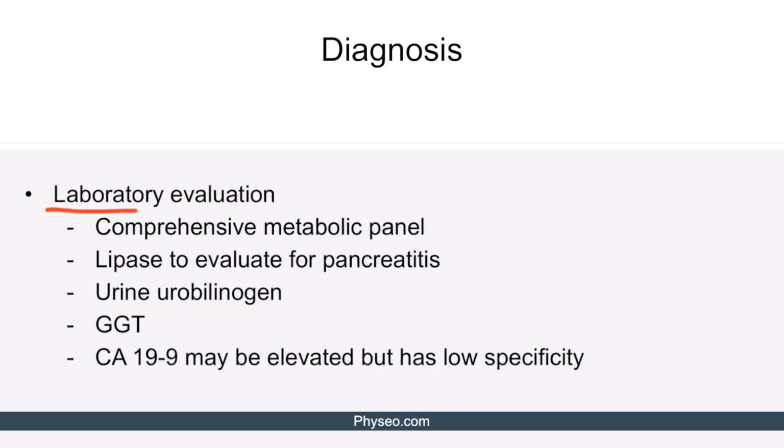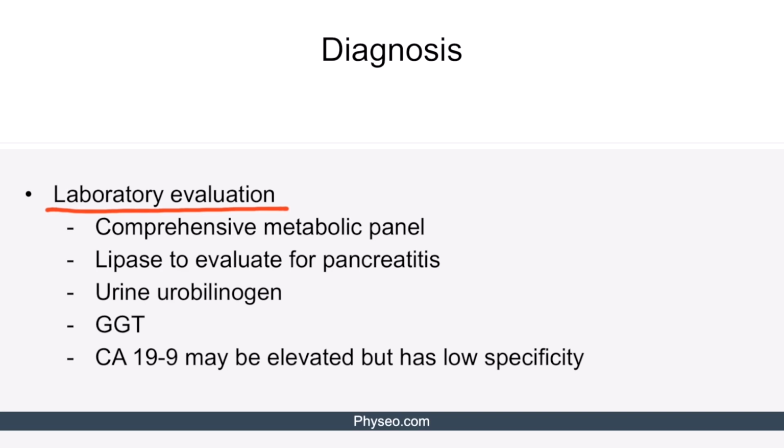There are several labs that can be ordered to help determine a diagnosis of pancreatic cancer. First, a CMP should be ordered to assess aminotransferases, alkaline phosphatase, and bilirubin levels. These labs can help determine if cholestasis is present. Patients should also have a serum lipase level drawn to evaluate for pancreatitis. Urine urobilinogen levels are expected to be decreased in the setting of obstructive jaundice due to pancreatic head tumors.